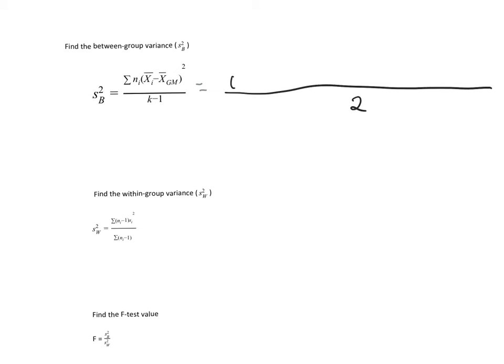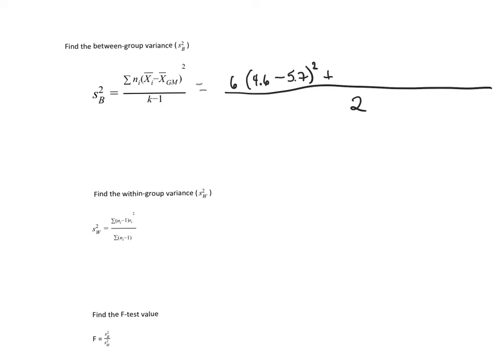Now, there were 6 data points in the water bottle group, and its mean was 4.6. So I'm going to take 6 times (4.6 minus 5.7) and square that. That was our grand mean. Remember, the 5.7 is our grand mean. And then I'm going to add it to the next group.